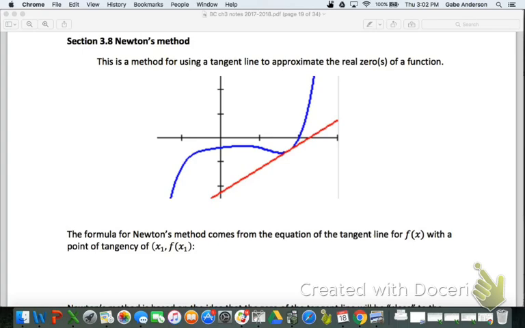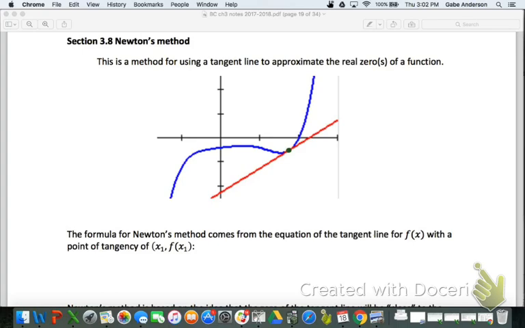This is going to be based on the tangent line, so I thought we would review a little bit the tangent line. I've got this blue curve right here, and then a red tangent line. This point that I'm going to try to draw in green right there, I hope you can see that, is called the point of tangency.